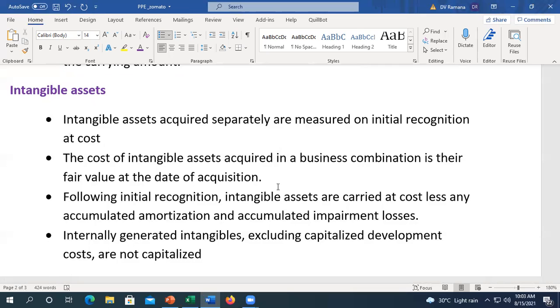Amortization means allocating the cost of an intangible over its life. Just like we charge depreciation for property, plant, and equipment, amortization is the corresponding number. Here also you require a life.